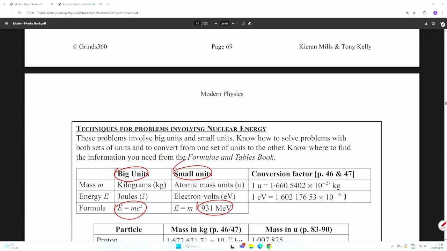So that summarizes everything you need to know about big units and small units. You need to be very, very comfortable operating between the big and the small units. And if you can do that, you'll have no problem working with nuclear equations.